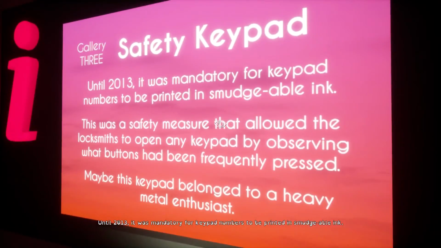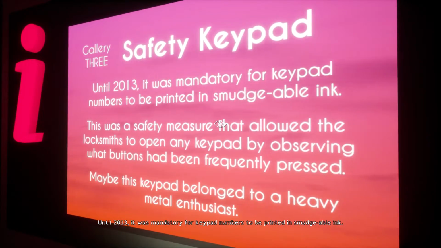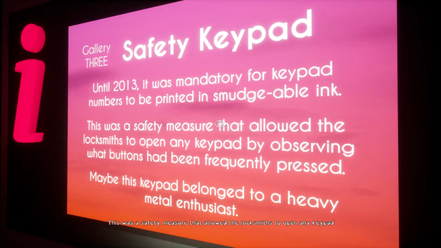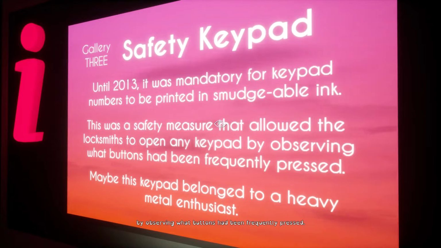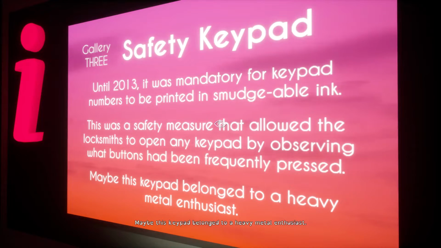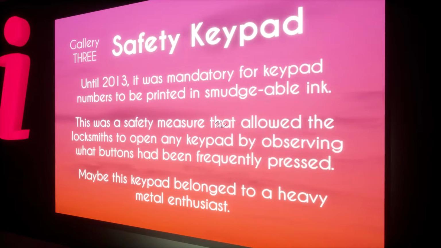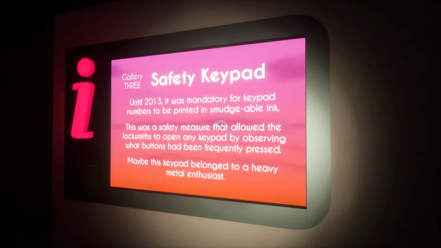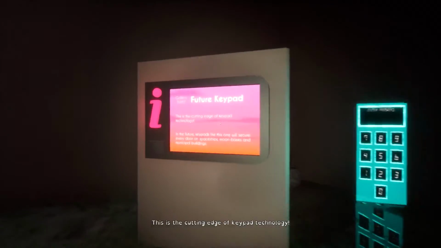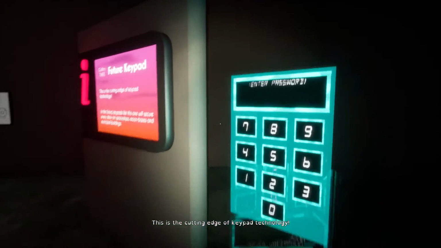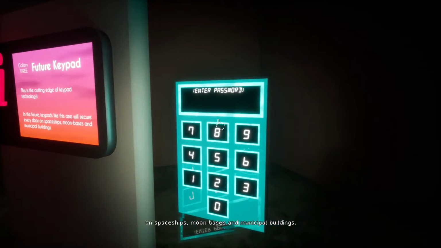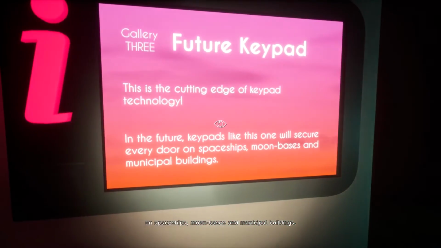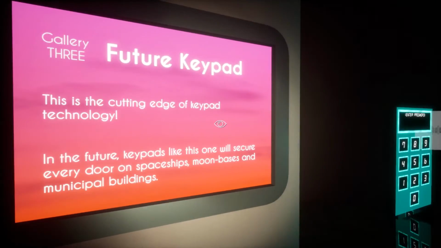Until 2013, it was mandatory for keypad numbers to be printed in smudgeable ink. This was a safety measure that allowed the locksmiths to open any keypad by observing what buttons had been frequently pressed. Maybe this keypad belonged to a heavy metal enthusiast. A heavy metal enthusiast? Well, I'm happy that the text has gotten significantly more legible. This is the cutting edge of keypad technology. In the future, keypads like this one will secure every door on spaceships, moon bases, and municipal buildings. My favorite three buildings.